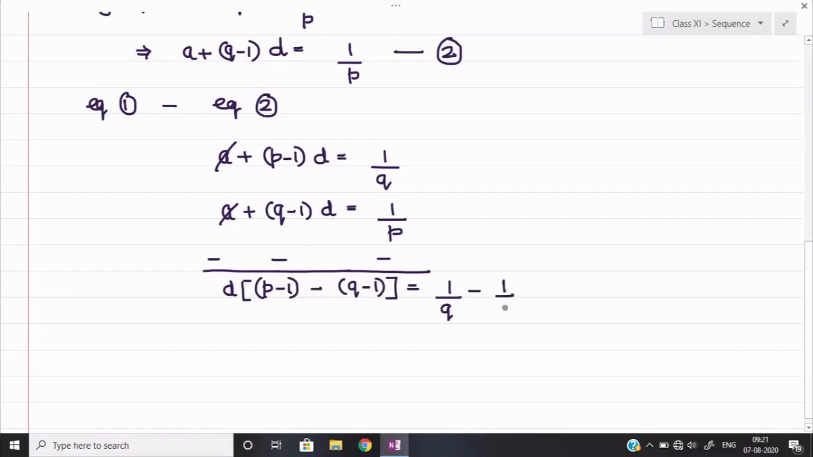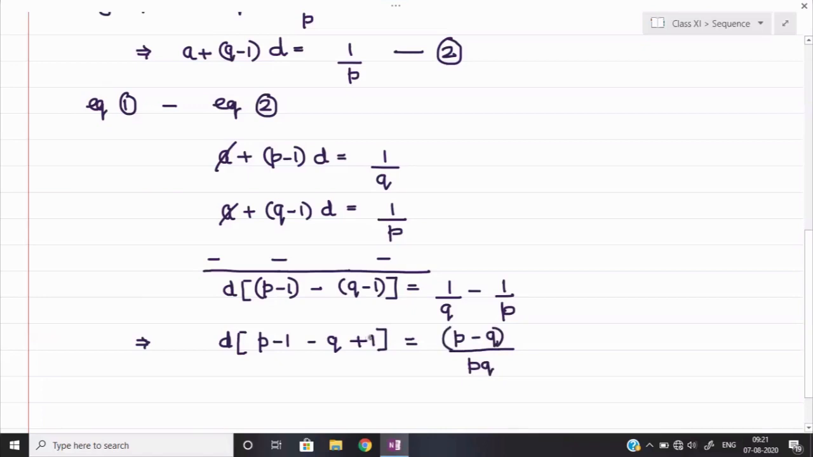Okay, normally when numbers are there we can subtract directly, but here since alphabets are coming, it will take some time to simplify. Now d into the bracket p minus 1, we shall keep it as it is, and the minus sign I will multiply in q and minus 1. So it will become minus of q plus 1 is equal to, here I have taken the LCM as pq. So cross multiplication will give you p minus q, right?